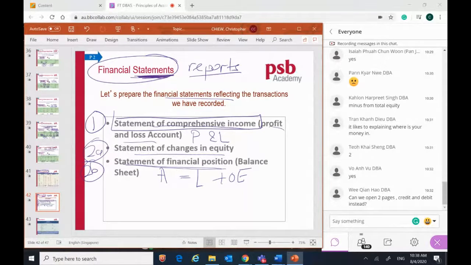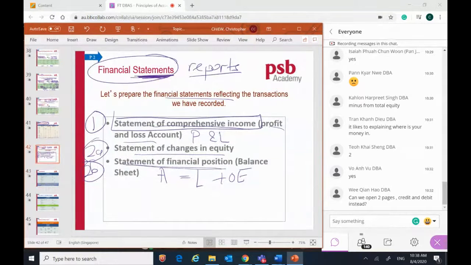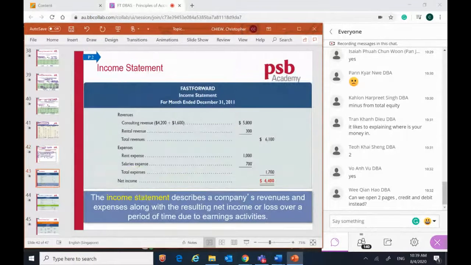So far, so good. Now let me show you how it looks like. First one is a statement of comprehensive income. For short, we can just call it income statement. Now, what is income statement? What does income actually mean? Profit.